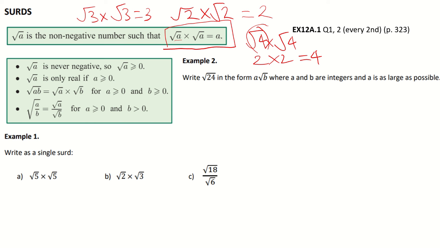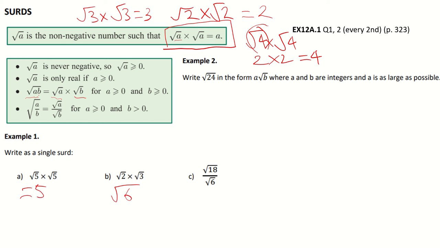Now, basically, the square root of one surd multiplied by the square root of another surd will actually give you the square root of a multiplied by b. So the square root of 5 times the square root of 5, well, that's the first one we just did. That's just going to give you 5. And the square root of 2 times the square root of 3 is going to give you the square root of 2 times 3, which is the square root of 6.